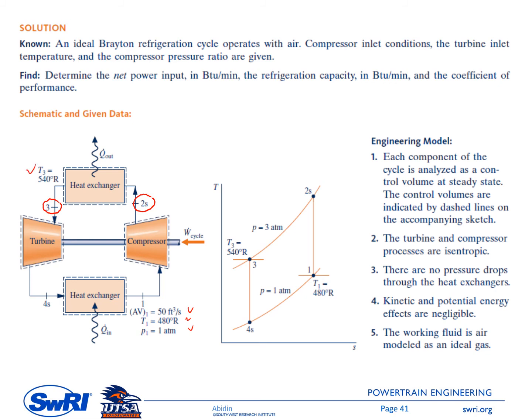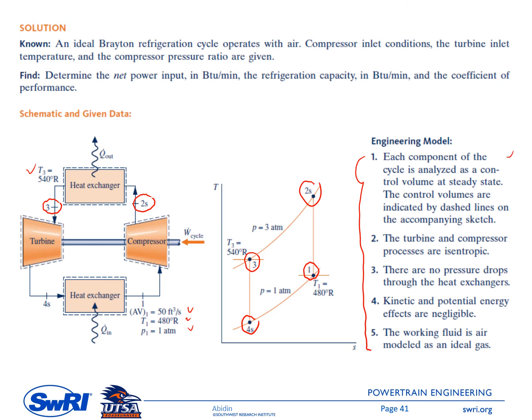And on the right side is the TS diagram, so isentropic process between point 1 and point 2S, as well as the isentropic process between point 3 and point 4S. Therefore, they are connected by a straight vertical line, and no pressure drop inside the two heat exchangers. Therefore, P4S equals P1 as well as P3 equals P2S. And this is the engineering model or the assumption.